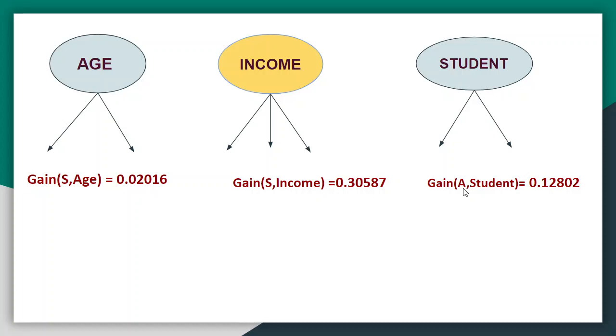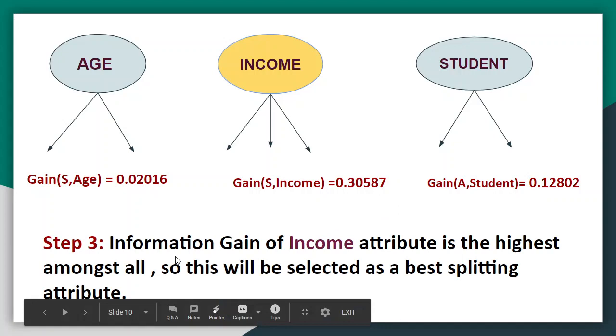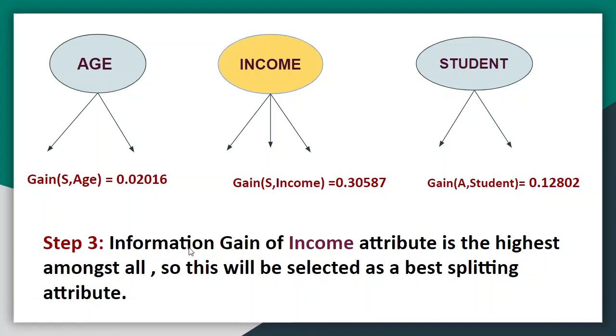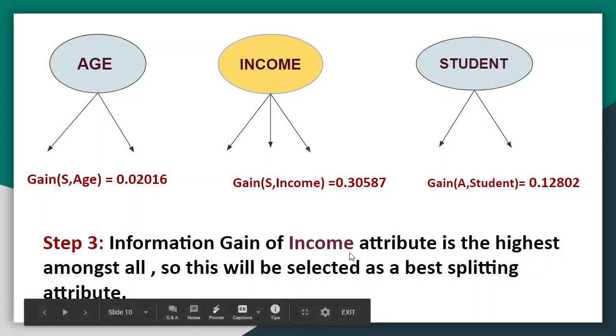So the third step was information gain. In the third step we have to select the attribute that maximizes the information gain. The information gain of the income attribute is the highest amongst all. So this will be selected as the best splitting attribute.